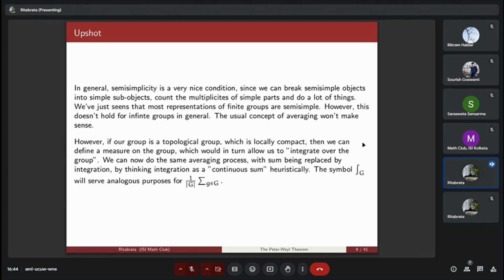So till now, do you have any questions? So this measure that we'll end up getting in the integral, we'll also need that to be G invariant, right? In the analogous way. Somehow.